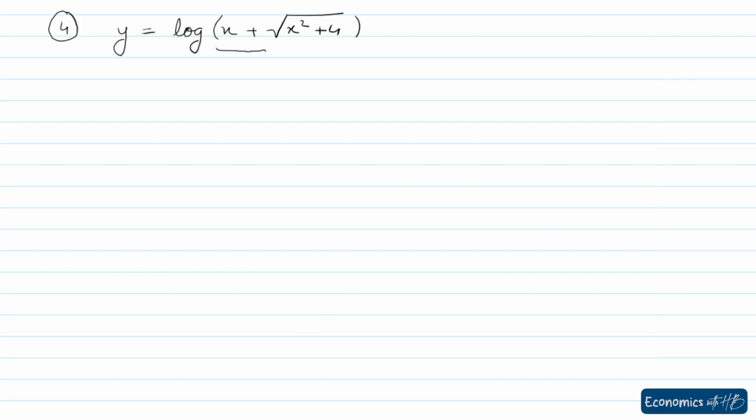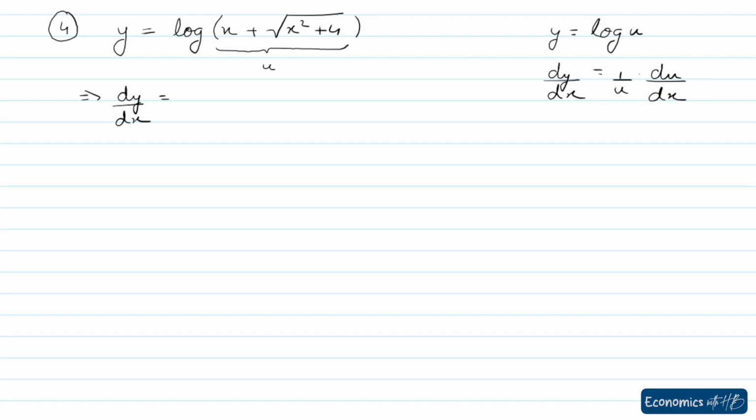So we take x plus under root of x square plus 4 as u. We get y is equal to log of u. So now you know dy by dx is equal to 1 by u into du by dx. So we write here dy by dx is equal to 1 by u, which is x plus under root of x square plus 4, into the derivative of this x plus under root of x square plus 4. The derivative is 1 plus 1 by 2 into x square plus 4 raised to the power minus 1 by 2 into 2x. We are just using those rules, the power function rule, the extended power function rule, chain rule, etc.